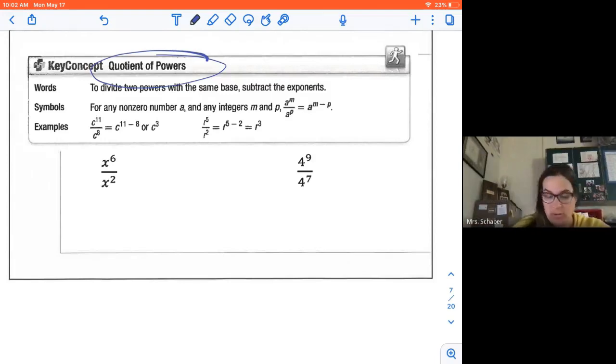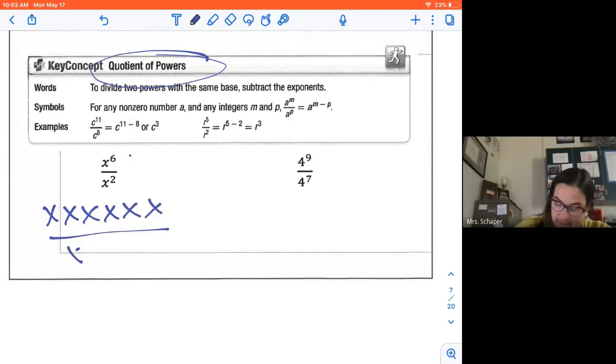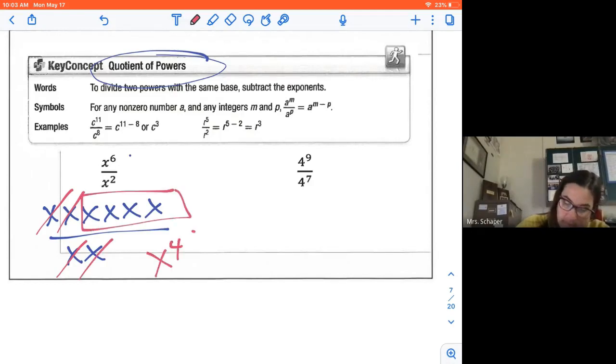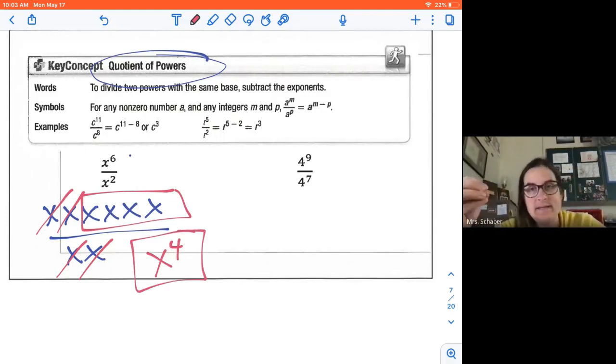So we're dividing powers. When I look at this first one, x to the 6th divided by x squared, what that means is I've got x to the 6th, which means there's 6 x's, divided by x squared, which is 2 x's. Now when we simplify fractions, we look for commonalities. So I can cancel out the x's like this. 1 x in the numerator cancels out 1 x in the denominator. And when I do that, I'm left with x to the 4th. So to simplify x to the 6th divided by x to the 2nd, we get x to the 4th.